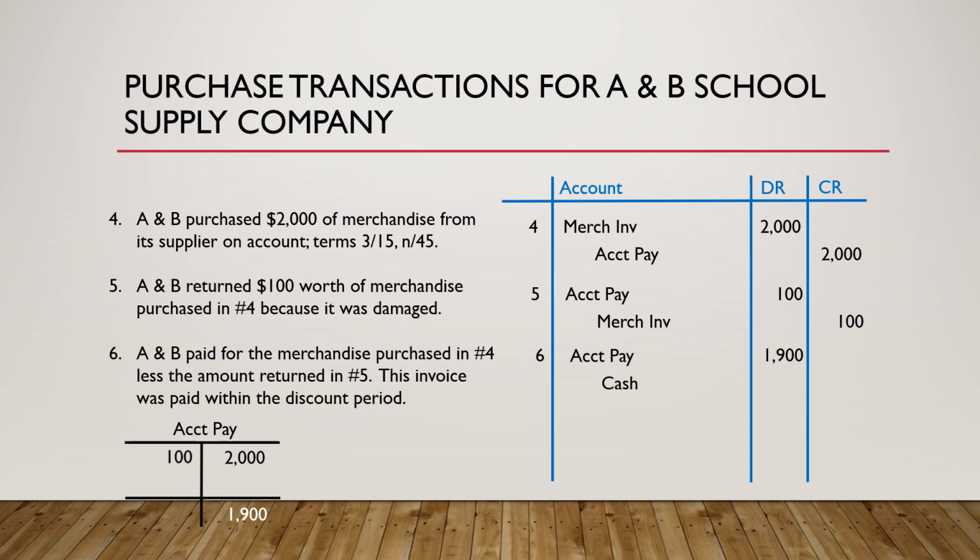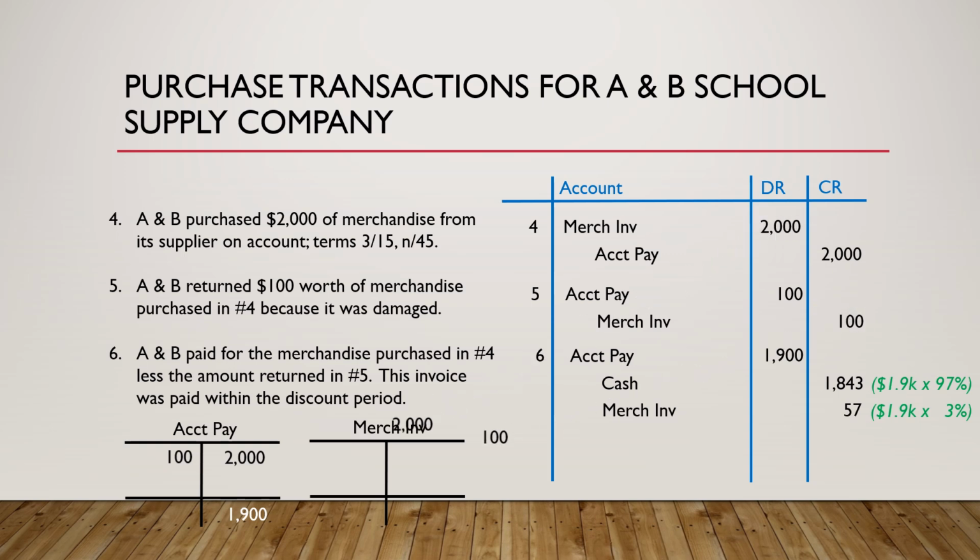Our cash payment is not $1,900 though. It is 97% of the AP balance. The discount amount of 3% will be credited to merchandise inventory. As in the previous example, this credit keeps our equation in balance by adjusting merchandise inventory down from $2,000 to the amount actually paid.